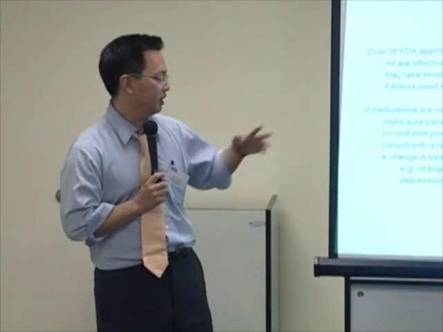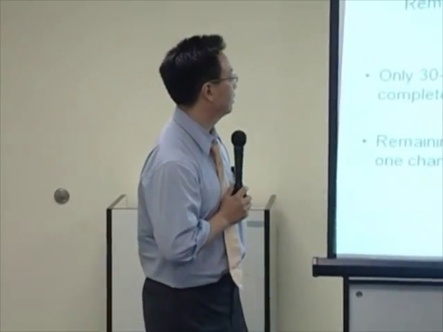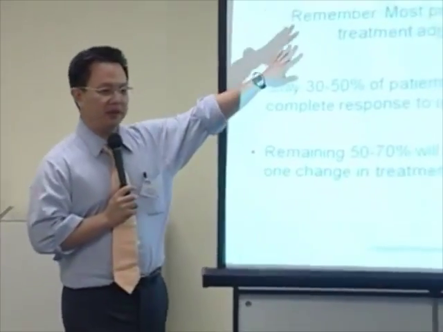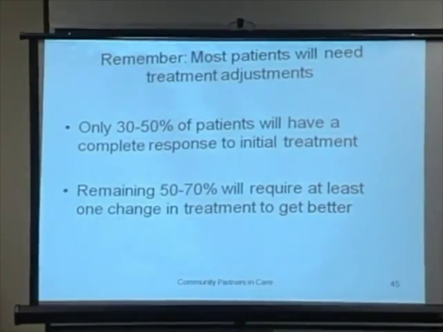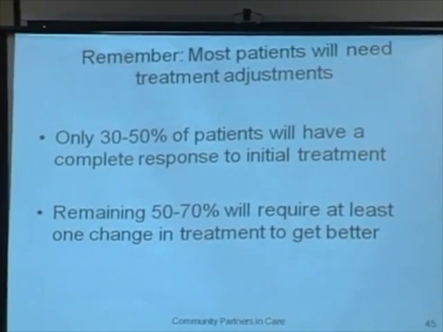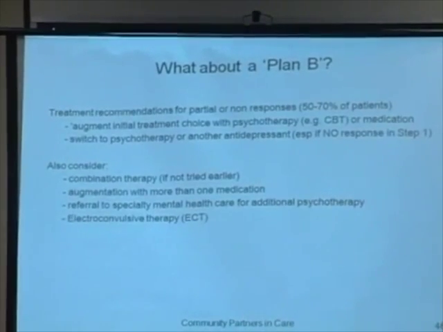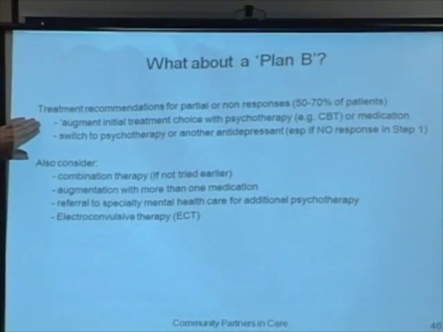Let's see. And if people don't respond, you want to do all the things that we talked about. Change the treatment plan. Most people need changes. I mean, it's treatment adjustments. As we said before, only less than half will have a complete response the first time around. What is Plan B? So we've gone through this very quickly.